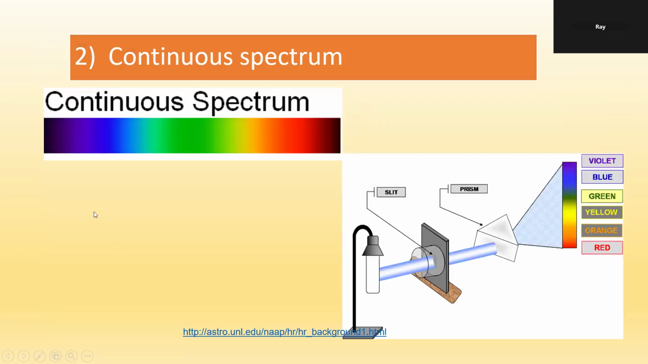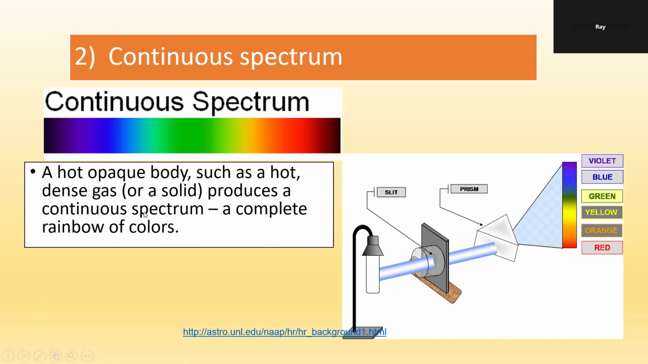Okay, so that is, if you use a prism, it is the color that you see. Continuous spectrum. A hot, opaque body, such as a hot, dense gas or solid, produces a continuous spectrum, a complete rainbow of colors. Dense gas or solid, right? It must be hot to produce a continuous spectrum. It's just to review your AS work.